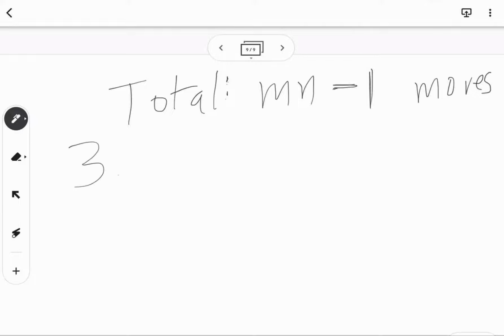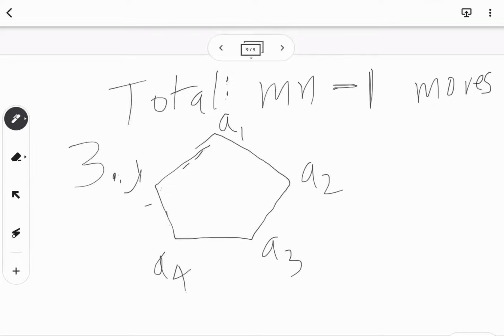So you have this pentagon, and at each vertex of the pentagon you have a number. So I'm just gonna say this: A1, A2, A3, A4, A5. Integers, I should say. They're integers, so I'll just say integers. And then you have that the sum of Ai is 2011.